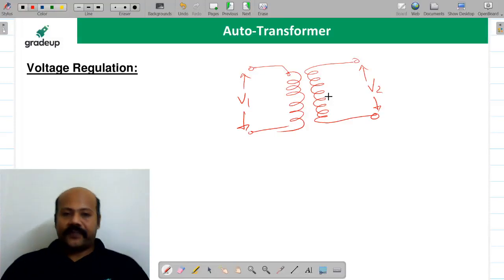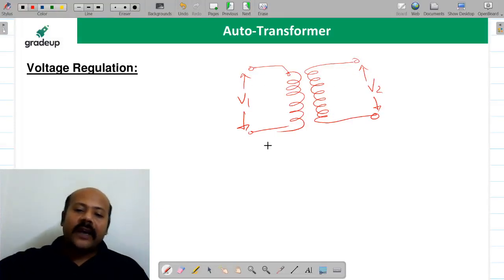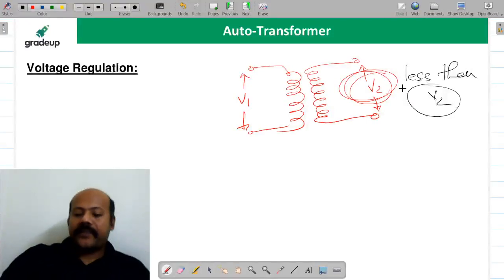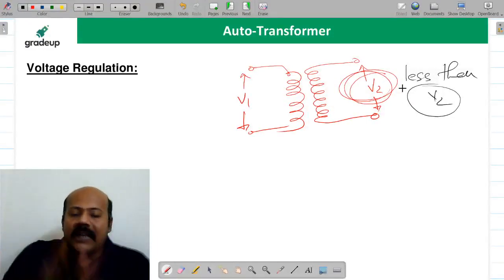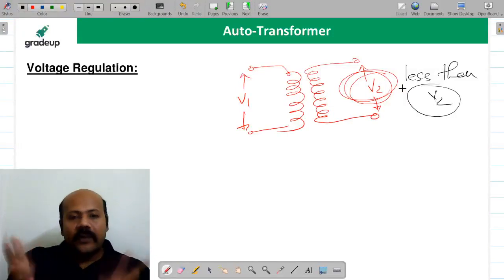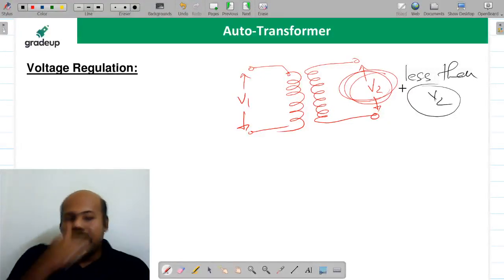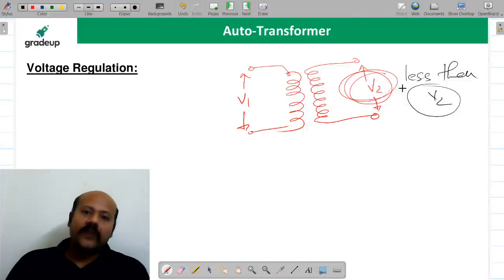But suppose instead of getting this voltage V2, actually he is getting some voltage less than this voltage V2. This is the reality. Are you getting this? Because your transformer is not ideal. Your transformer is a practical transformer. You told him that you apply V1, you are going to get V2. But in reality, you will get a little less than V2. Why? Because of the different load conditions. You don't know how much load your consumer is going to apply.